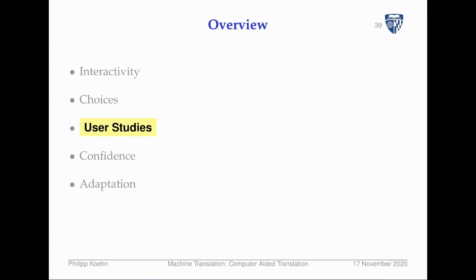Okay, so we introduced a number of tools. We already had a little bit of user studies on post-editing at the very beginning, where we showed that better machine translation quality allows translators to be more productive and make fewer mistakes. Let's look now at user studies of translators using these interactive translation tools.